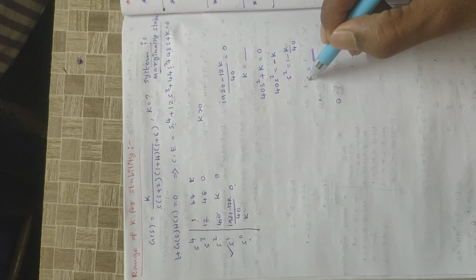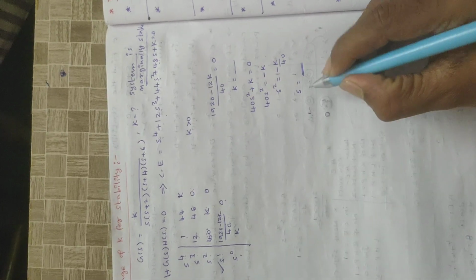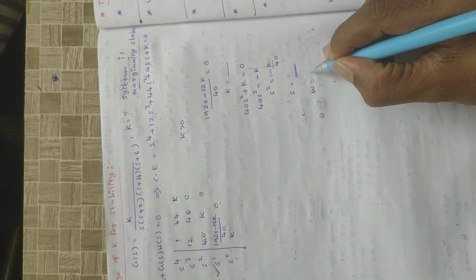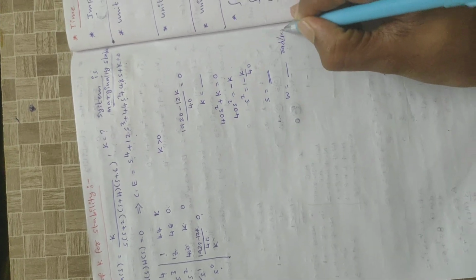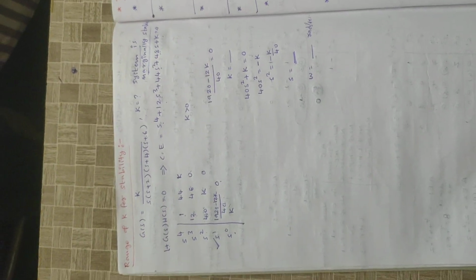In place of s you can substitute j omega. Then here also you can get the frequency omega in radians per second. Okay, thank you all.